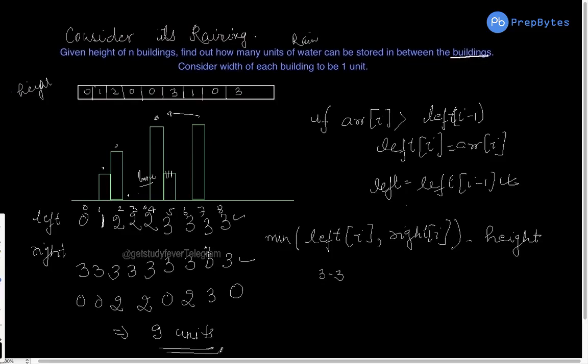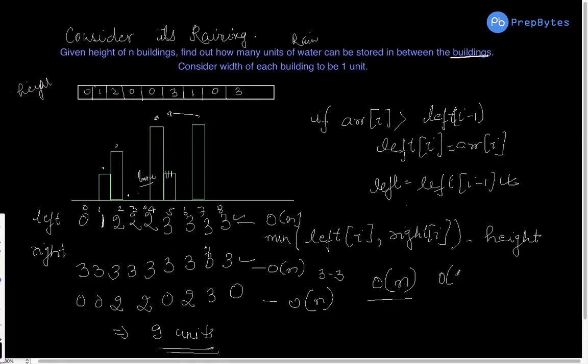So this is how we can use the concept of storing left and right. If I look at the time complexity, then the time complexity for making this particular array is O of n, for this is O of n, and obviously we are running one more loop for computing the value. So this is going to be O of n time complexity, and we have O of n space complexity. So this is how this particular approach works. Let's see the complete code for this.